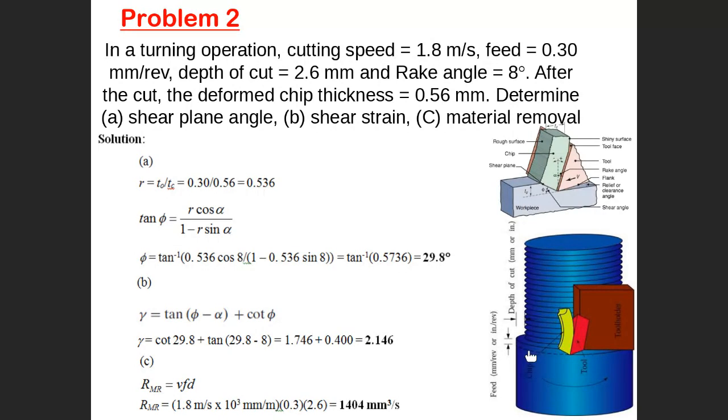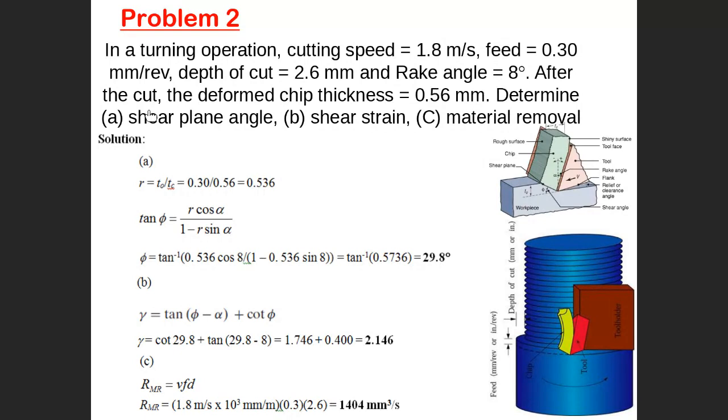Feed millimeter per revolution is t0 because the tool cuts t0 here, and in another revolution cuts another t0, and another, and so on. Depth of cut is also the width of cut. This is the depth of cut, and this is the width of cut as well.